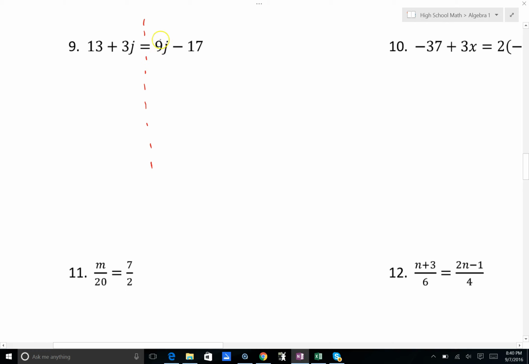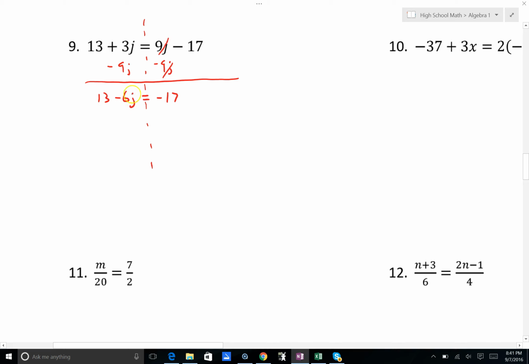On the right side expression, I have a positive 9j. I will eliminate that by subtracting 9j. Whatever I do to one side, I do to the other. 9j subtracts 9j to leave negative 17. Equals in the middle. 3j minus 9j will be a negative 6j. 13 remains the same.